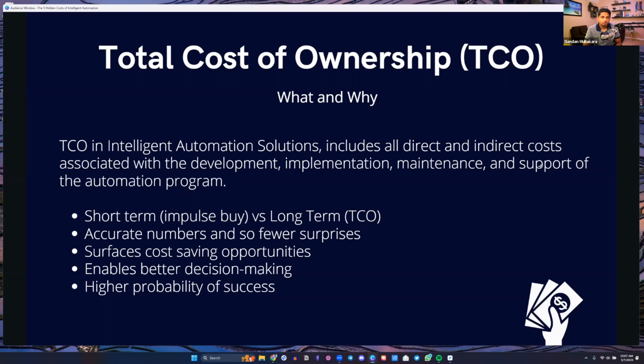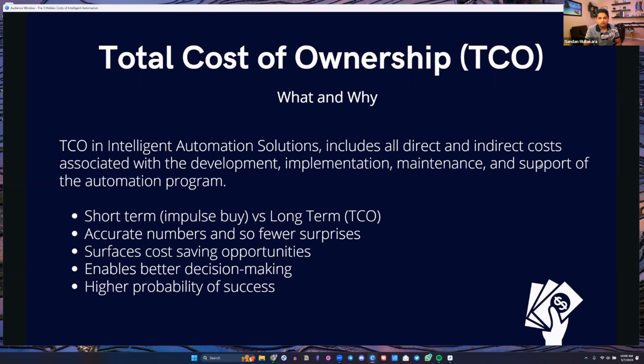Because many of us start the program quickly. It's an impulse buy. Let's do a POC, let's get started. But as we move along in the program, we realize that there is much more than the cost that we initially considered. So we want to think long term. We want to have an accurate depiction of the cost so that there are no surprises. Like I said, you go bankrupt and there's a sudden surprise, right? So we want to avoid surprises.